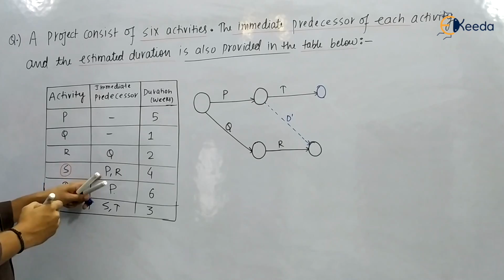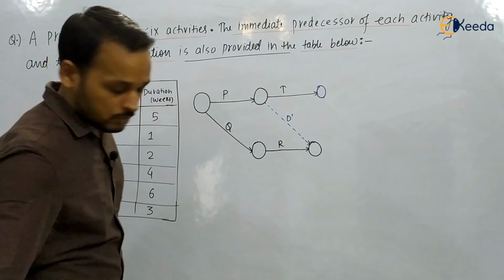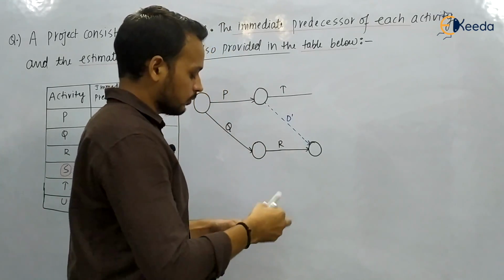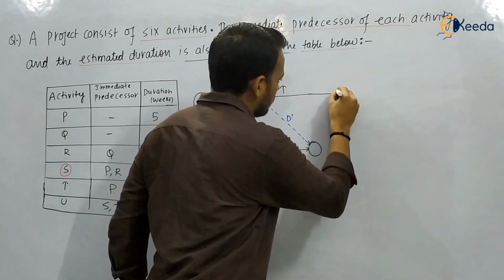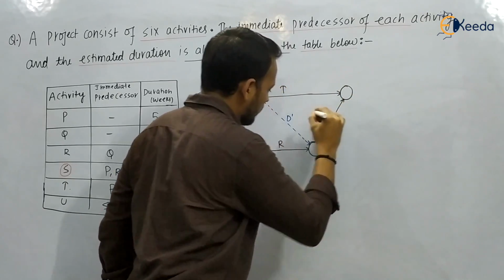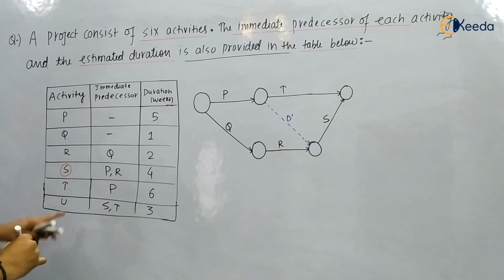And we have to draw S. The precedence is P and R. Now we will draw S. The precedence is P and R. So this is our S.